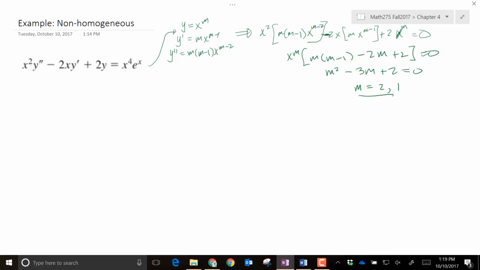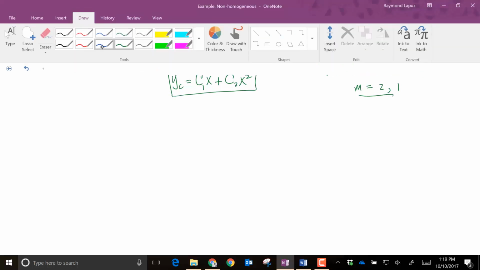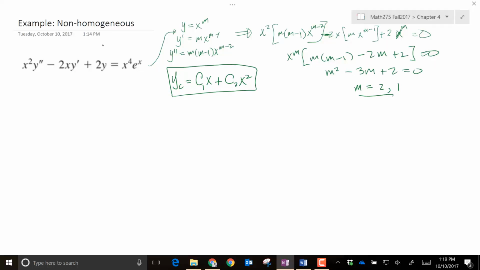So it looks like we're supposed to have our y sub c equal to c1 times x to the first power plus c2 times x to the second power. Let's put a box around that so we don't lose it. Now, variation of parameters. Remember the u's and the W's, Wronskians.